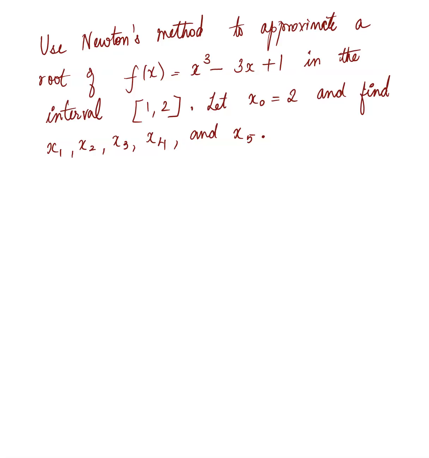Very specific instructions. Newton's method is what we should use, so we are clear about what to do there. And it said to approximate a root. You have to be very clear about how the language is indicating us to find one of the roots. Why one of the roots? Because we know there will be 3 roots because of the degree 3. We're asked to find one of the roots in this interval 1 to 2. We're also told what the starting point should be: let x naught be equal to 2. Very interesting here.